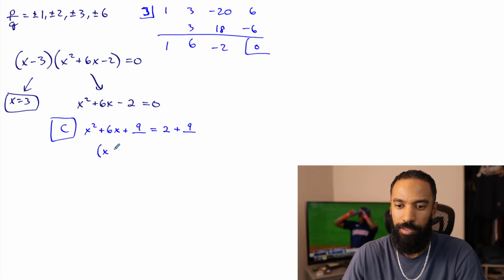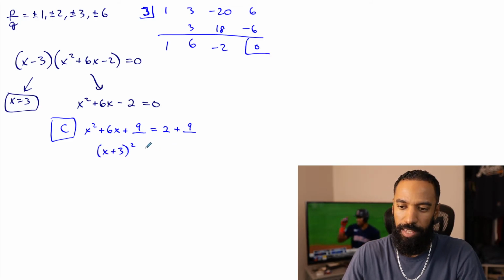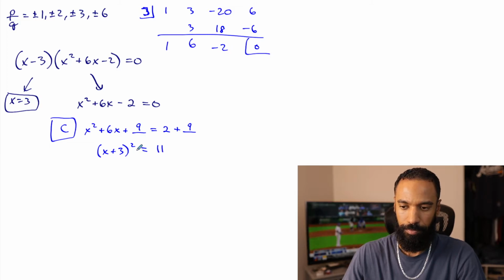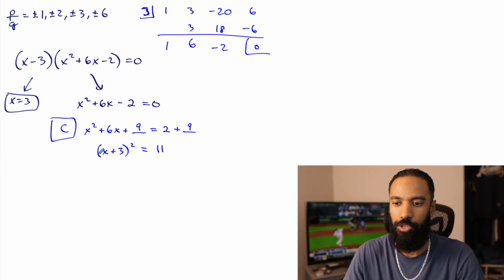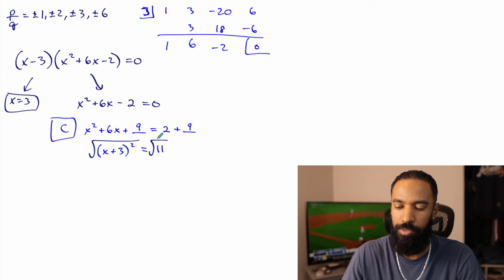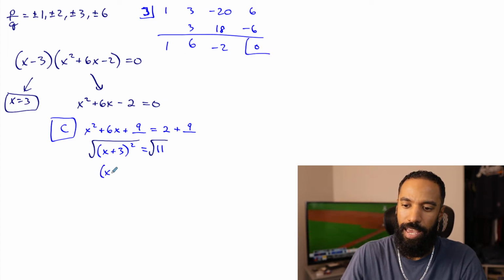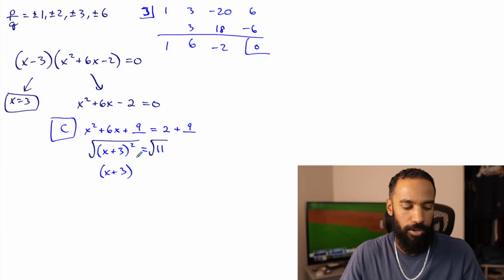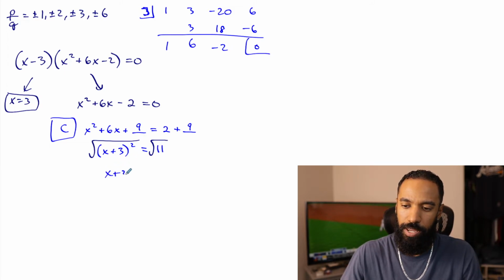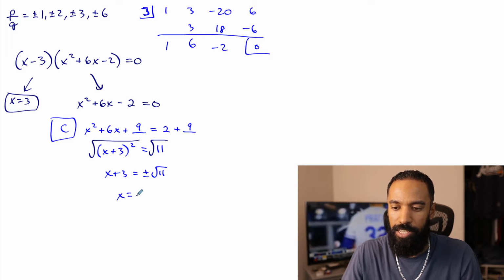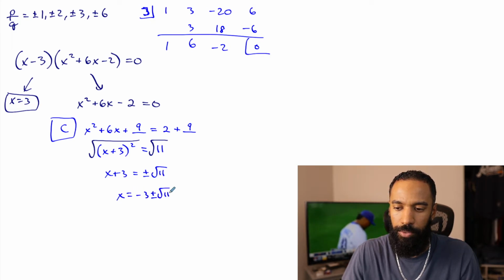We want some sort of boom guy like that. And 2 plus 9 is 11. So now we have something that factored down to a perfect square there, where I can now take the square root of both sides, and I get x plus 3 equals plus or minus the square root of 11. If I subtract 3 from both sides, I get negative 3 plus or minus the square root of 11.